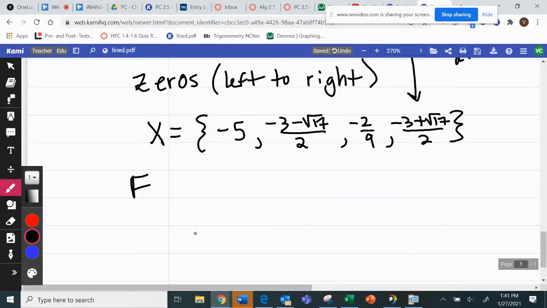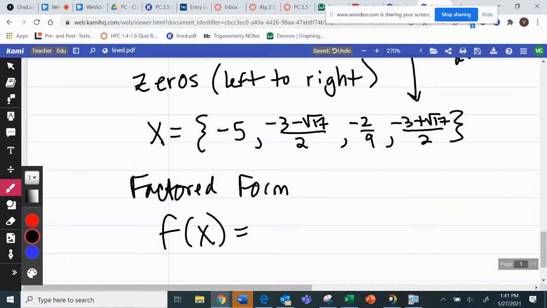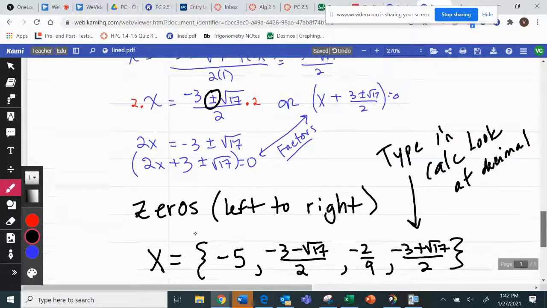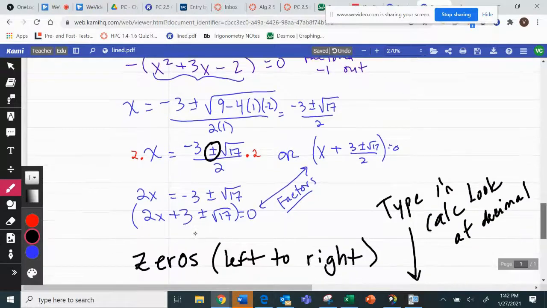And then factored form, we will have f of x. Our first zero is going to correlate to our first factor. So we will have x plus 5 for our first factor, and they are opposite of what the zero signs are. So this next one, I did solve it, but I put ors. I put like two versions, here's a factor or here's a factor. So I'm about to do two versions of this so you guys can see.